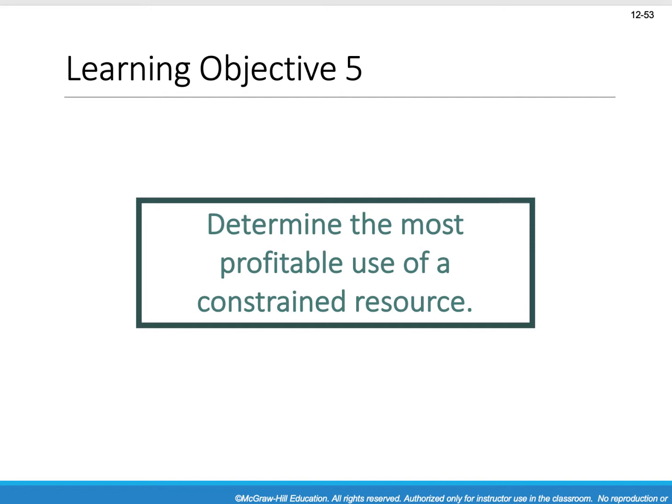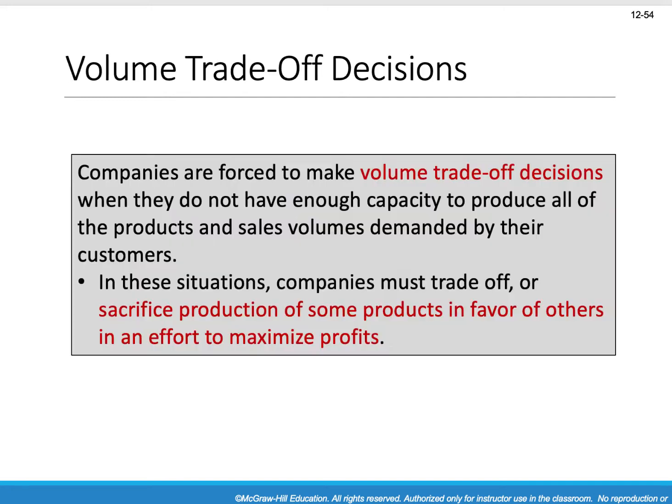So that's what we're going to look at. We're going to identify where the bottleneck is, what the constrained resource is, and what's the best way to use that resource, the most profitable way to use that resource. Okay? So we need to make a decision when we have a volume trade-off, if we don't have enough capacity to produce all of the products demanded by our customers.